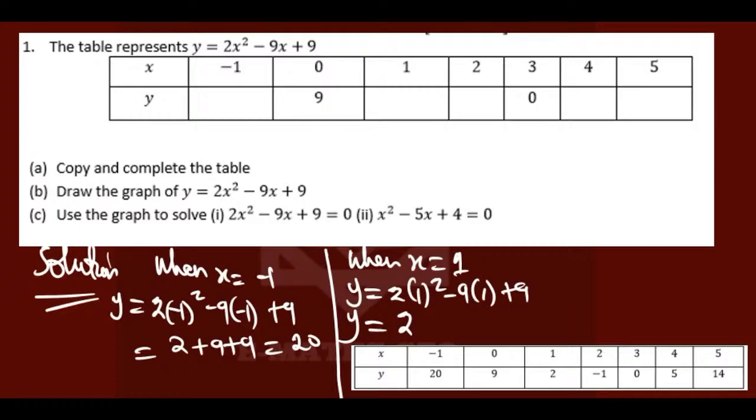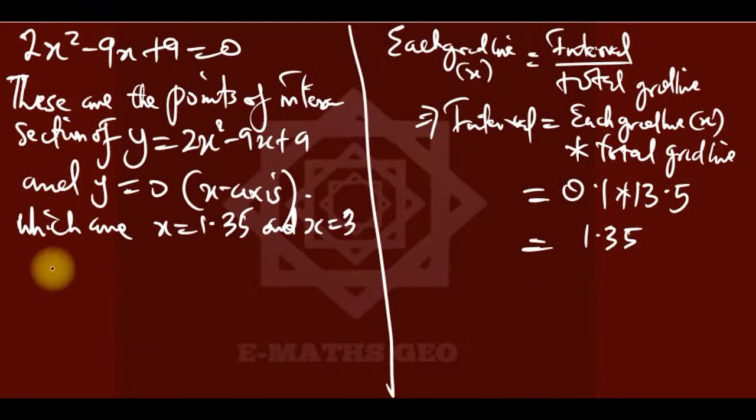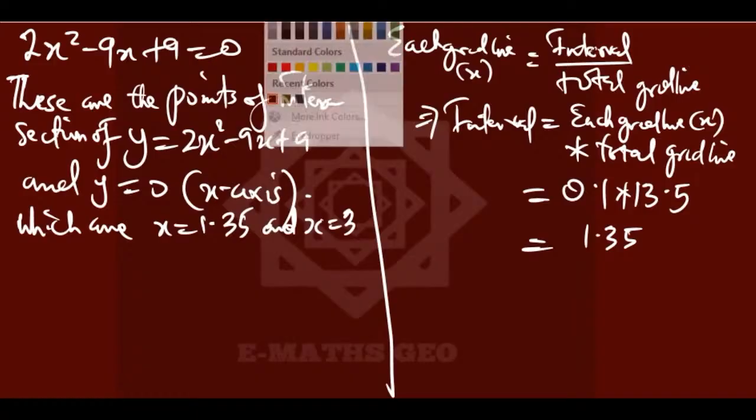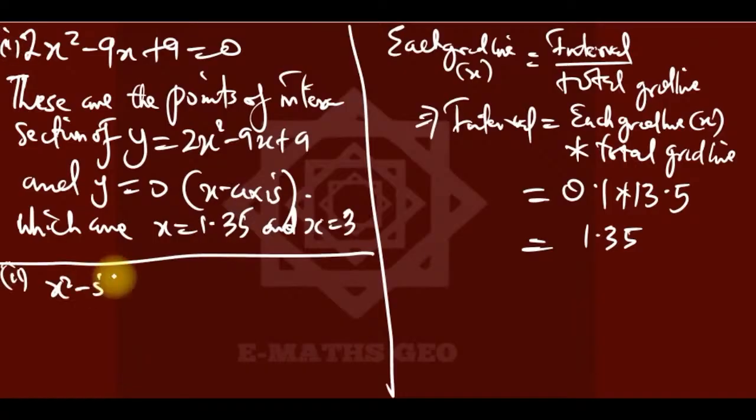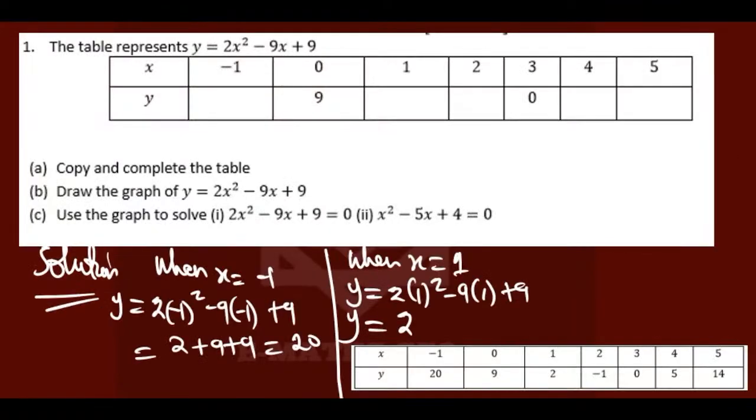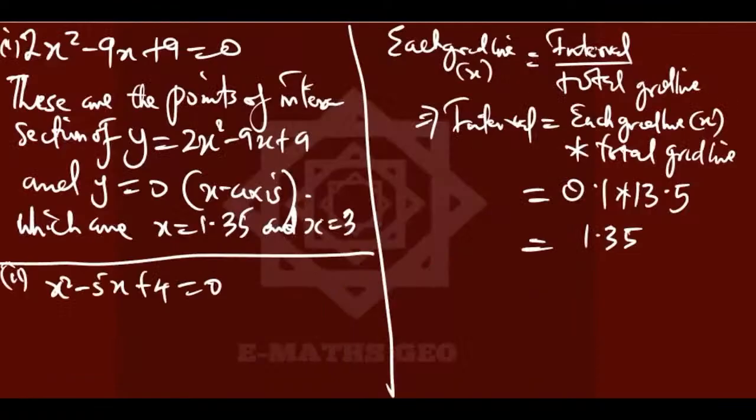That's the first question. The second one, we have x squared minus 5x plus 4 equal to 0. Okay, so the next thing again is to do the same thing we did here. Transform this to look like the plotted function. So we need to transform that.